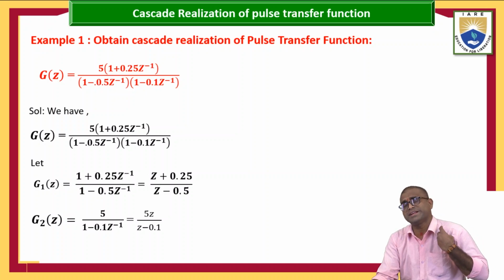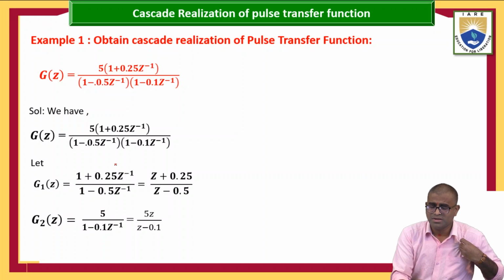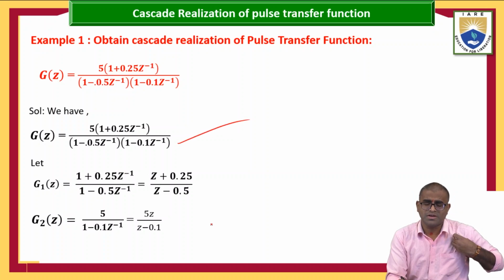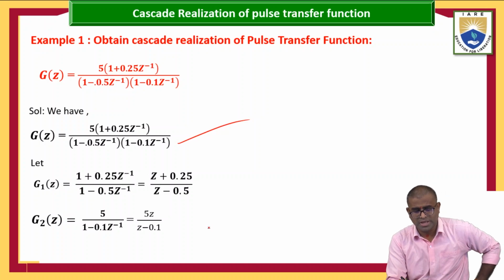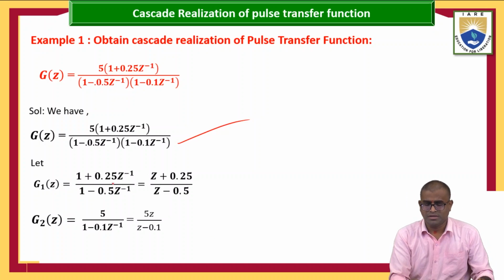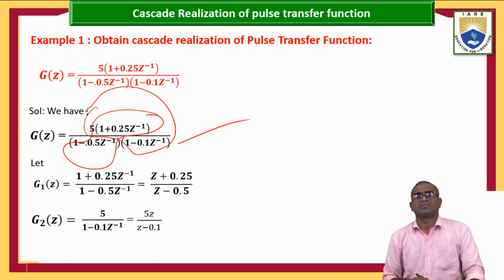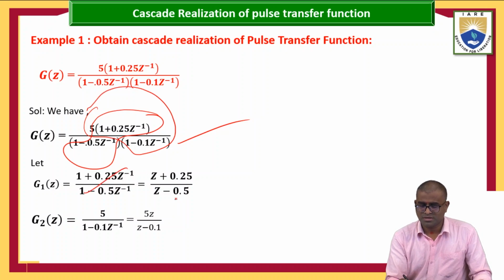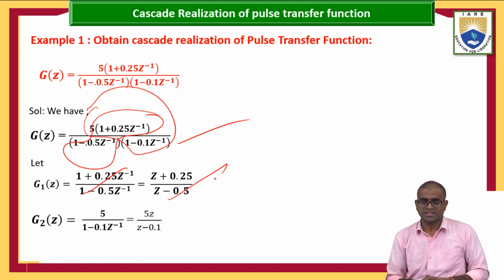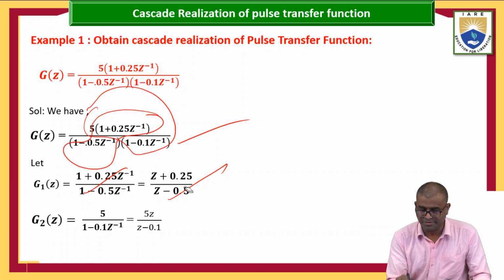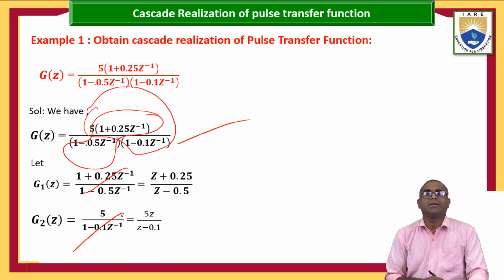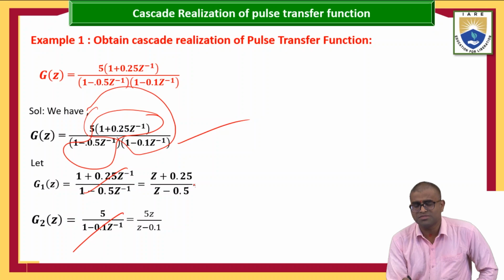So I am going to do some mathematical calculations here. First, take the given function, then apply the z power. Here is the first function, and then the second function. Always the function should be in the form of z only, not z inverse. So we multiply the numerator with z and the denominator with z.